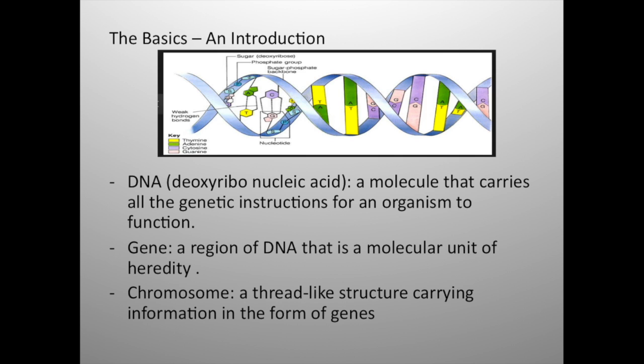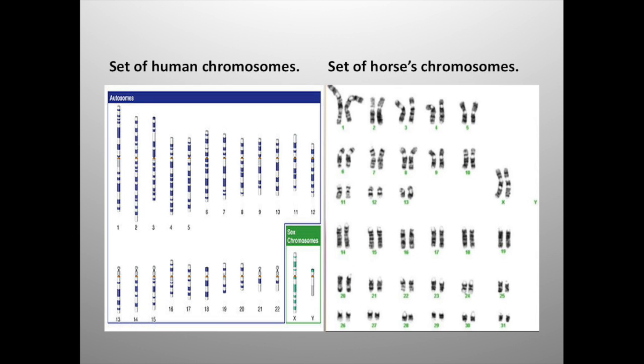Now, these long molecules of DNA that contain the genes are tightly coiled and organized into structures called chromosomes. A horse gets 2 copies of each chromosome, one from the mother and the other from the father, just like humans do. But unlike humans that have 46 chromosomes, horses have 64 chromosomes. 62 of these chromosomes are autosomal chromosomes or autosomes, while the last 2 are sex chromosomes.